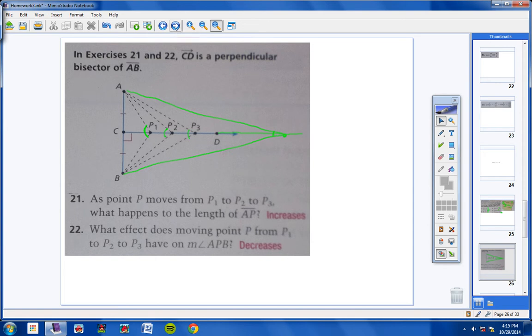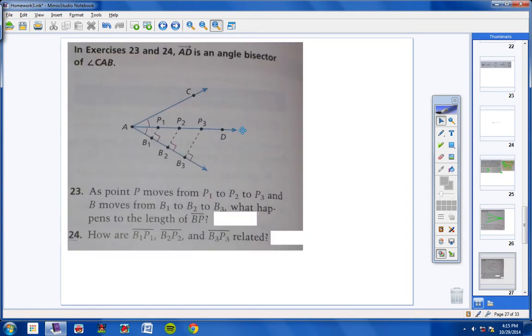Okay, moving on to numbers 23 and 24. As point P moves from P1 to P2 to P3, and B moves along with it from B1 to B2 to B3, what happens to the length of BP? Well, that's really simple, guys. Look, here's BP, here's BP, here's BP. Each line is getting longer, okay? That's pretty simple. Increases. All right, getting longer.